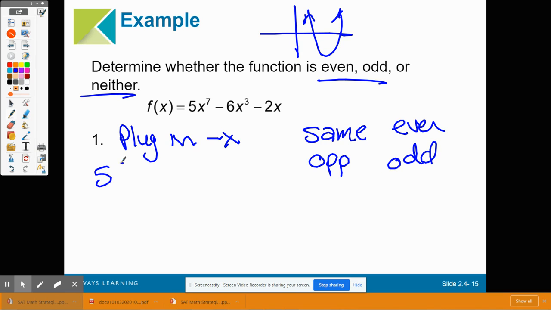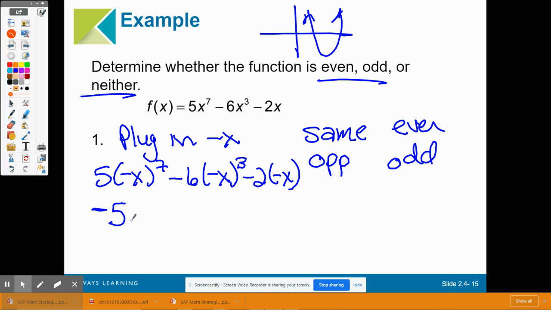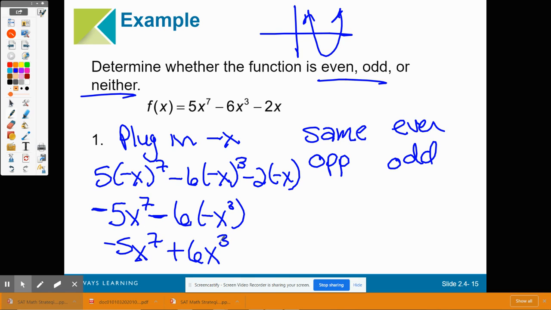So let's try this. 5 times negative x to the 7th minus 6 times negative x to the 3rd minus 2 times negative x. Lots of negative x's here. You have to know some things about negatives. If you take negative 1 times itself 7 times, that's going to give me a negative 5x to the 7th. Minus 6. If you have a negative x 3 times, that's also a negative. So this is a negative x to the 3rd. Well, that's 2 negatives, guys. So it's negative 5x to the 7th plus 6x to the 3rd. And negative 2 times negative x is plus 2x.